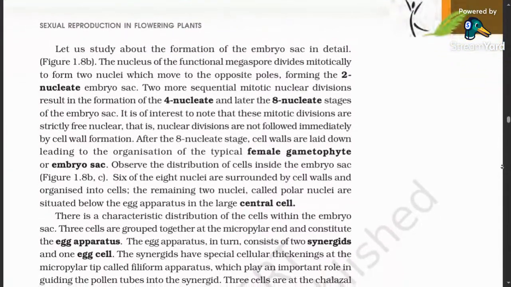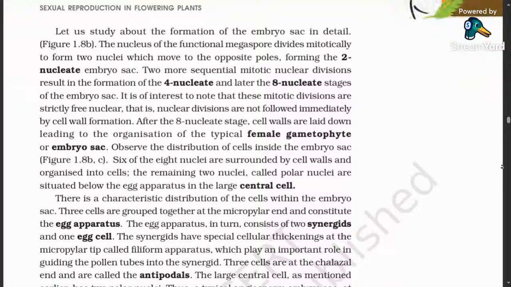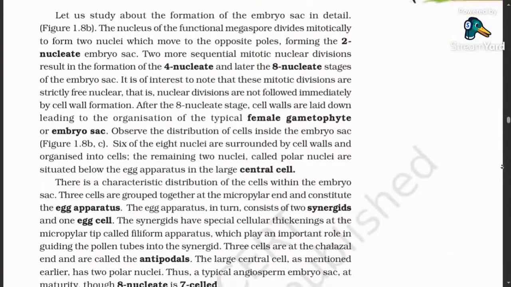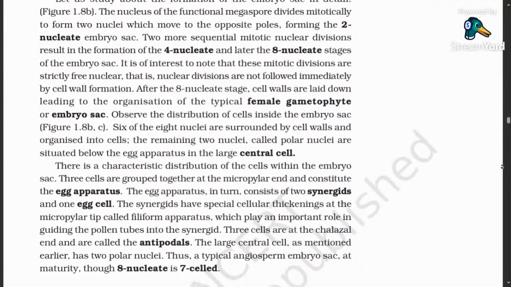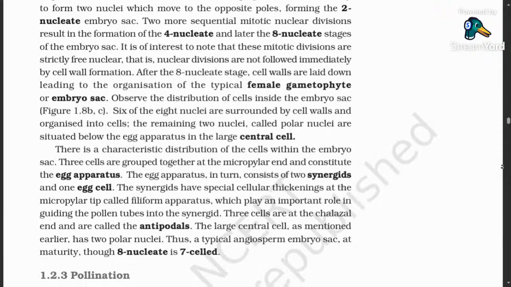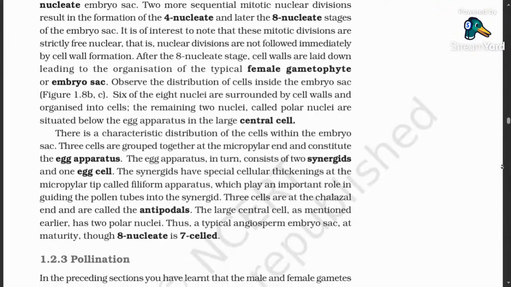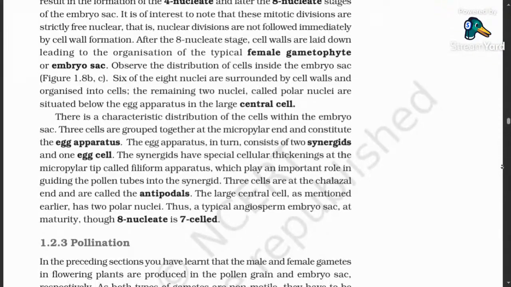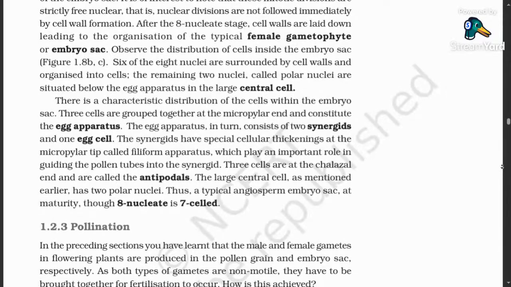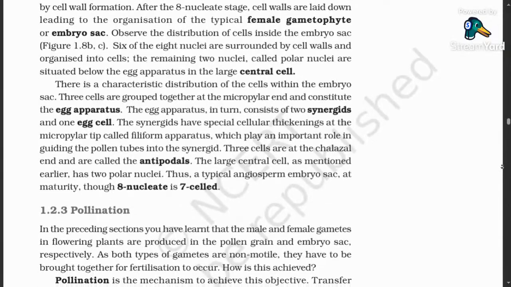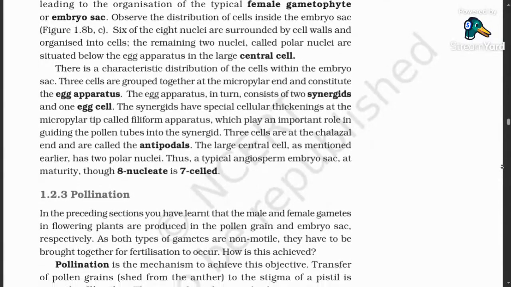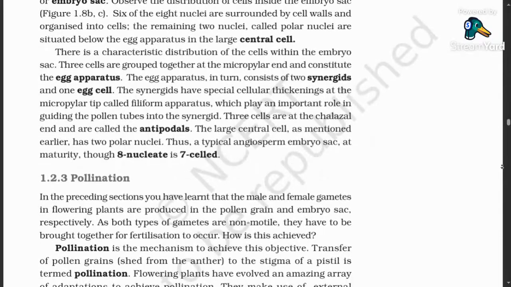After the eight-nucleate stage, cell walls are laid down, leading to the organization of the typical female gametophyte or embryo sac. Observe the distribution of cells inside the embryo sac in figure 2.8 B and C. Six of the eight nuclei are surrounded by cell walls and organized into cells. The remaining two nuclei, called polar nuclei, are situated below the egg apparatus in the large central cell. There is a characteristic distribution of the cells within the embryo sac.